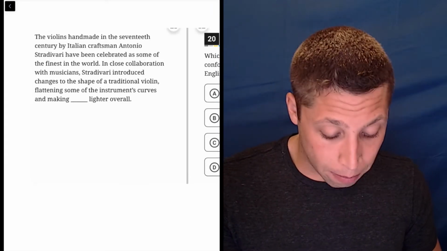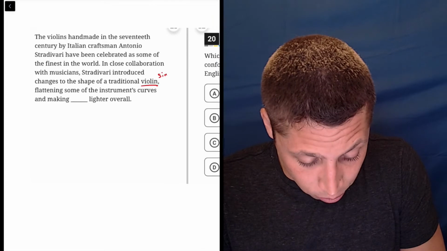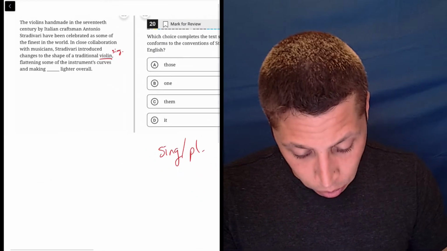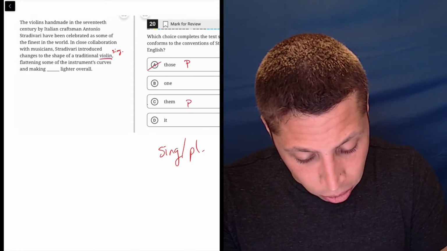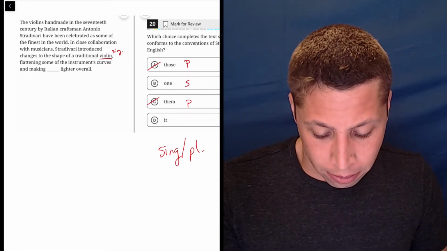So what did they make lighter? They made the violin lighter, right? So how many violins? Well, in this case, we're only talking about one, so we need a singular pronoun to match with that. So those is plural, them is plural. So those are going to be wrong. And then one, even though it's singular, would be weird here.